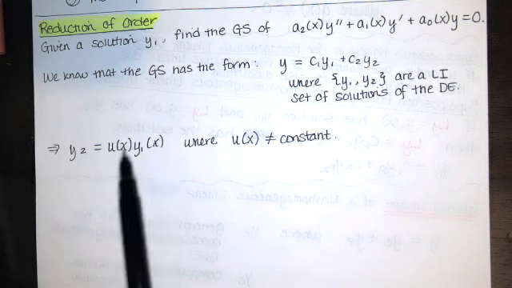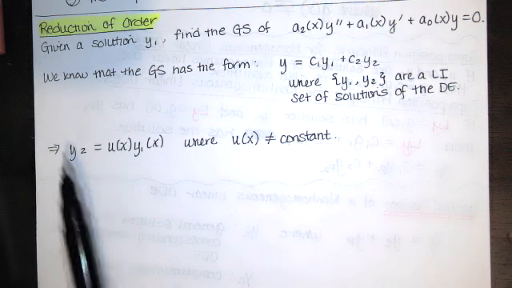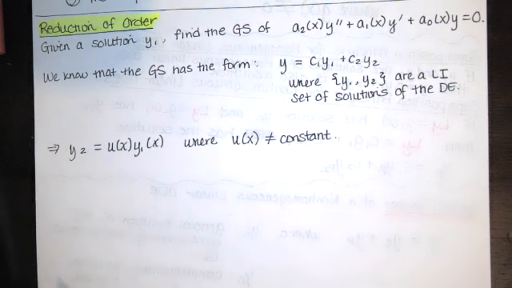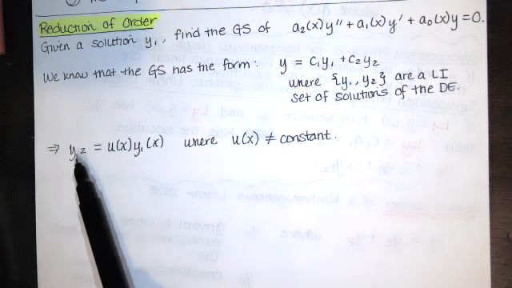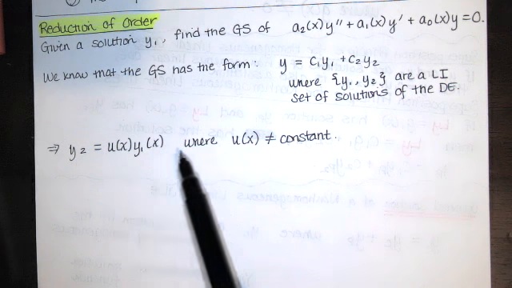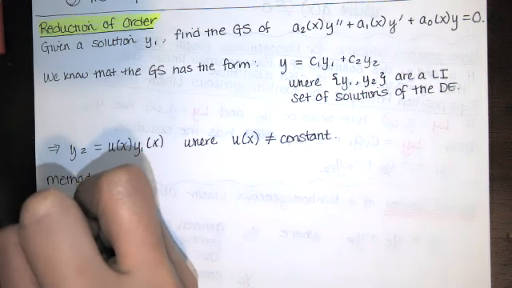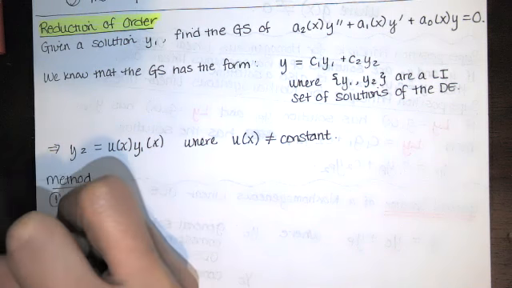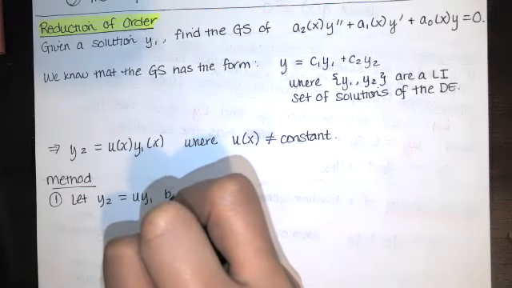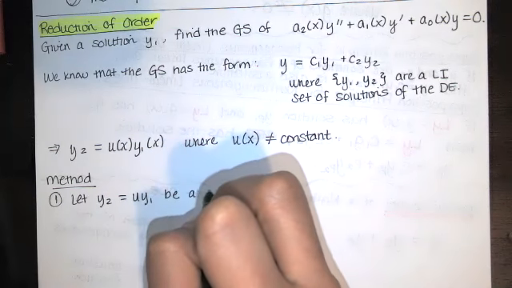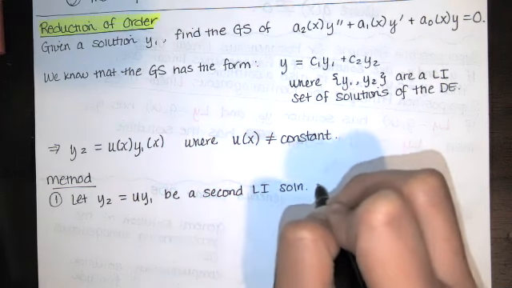Now I know what y1 is. I don't know what u is, but if I can find the value of u, then I will know what y2 is. And if I know what y2 is, I can construct the general solution. So the idea of the method is this. We're going to let y2 equal some non-constant function u times y1, and we're going to let that be a second linearly independent solution of the differential equation.